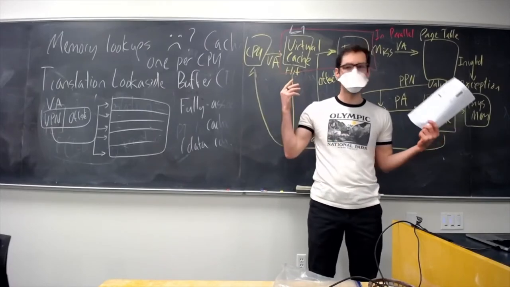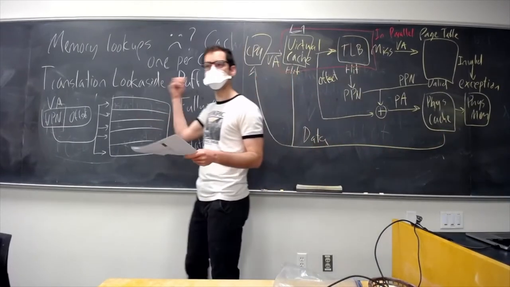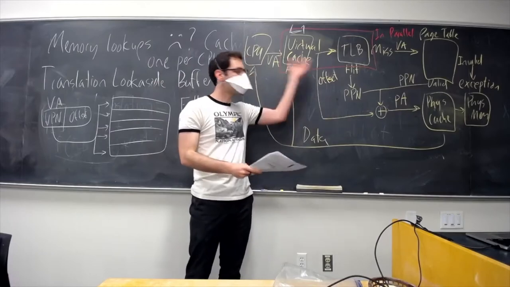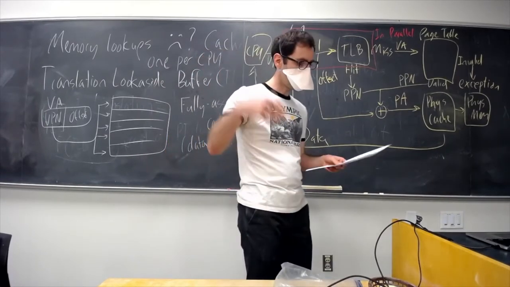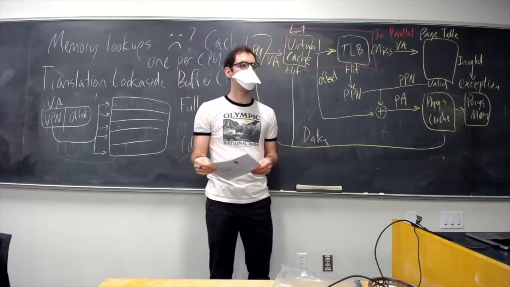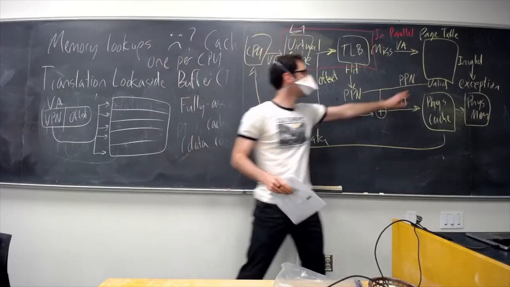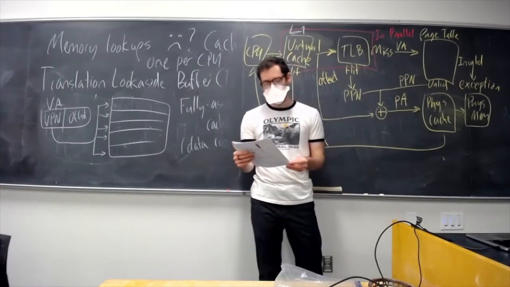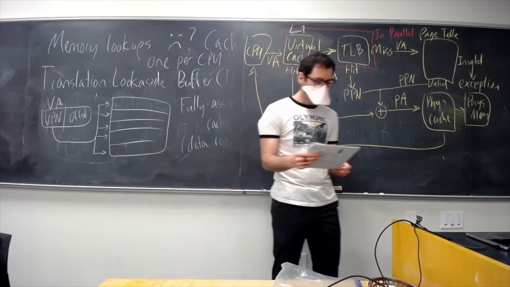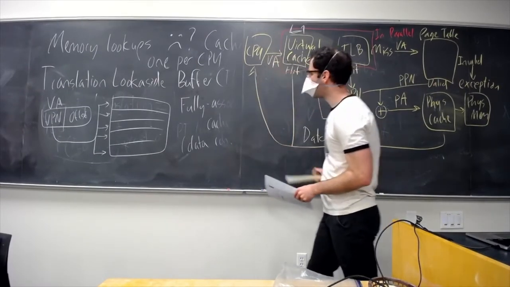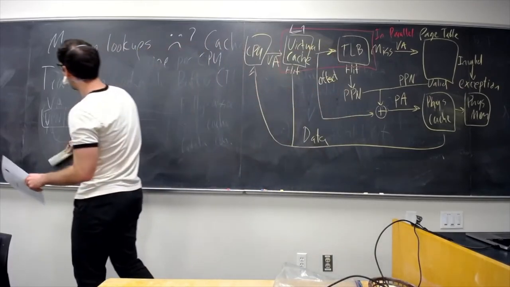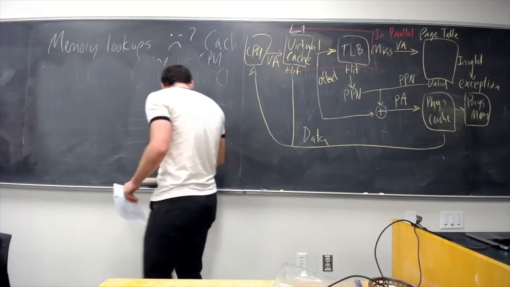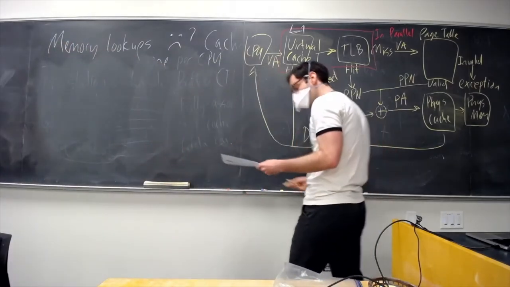All right, so this all seems like great news. We have all sorts of new exciting caches that are dramatically reducing these extra memory accesses. We're avoiding going to the page table. However, there are some situations where this is not going to work so well.